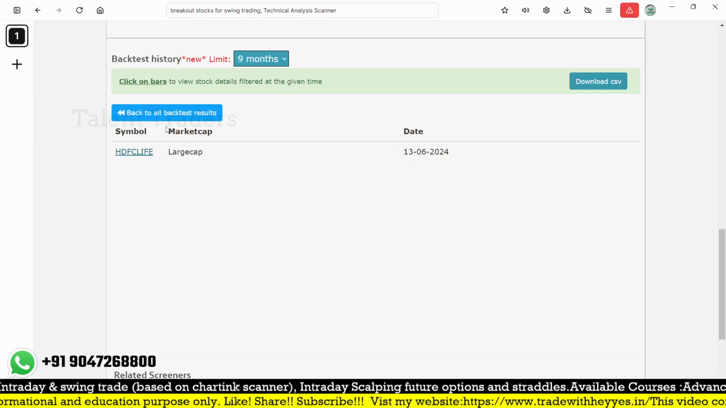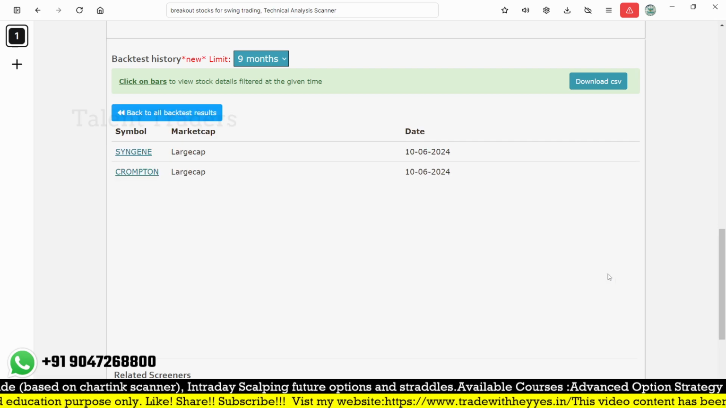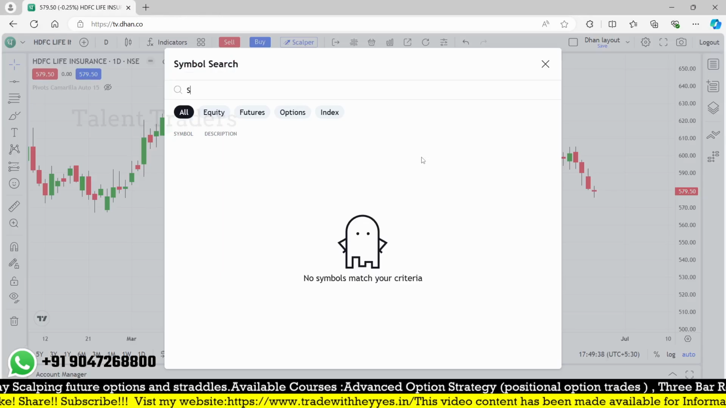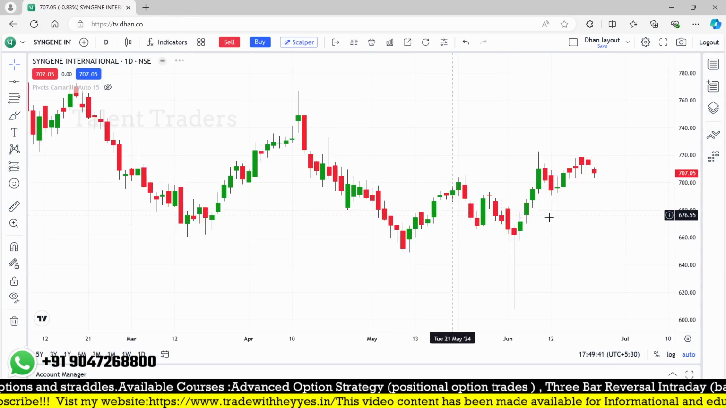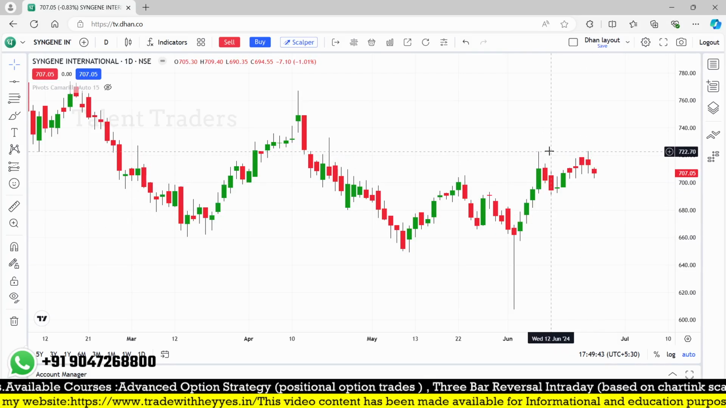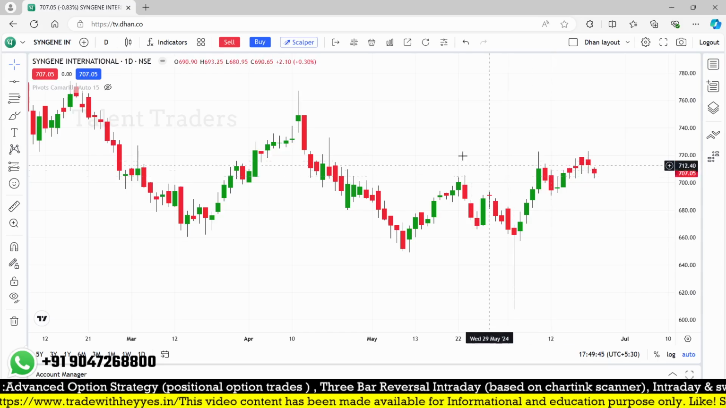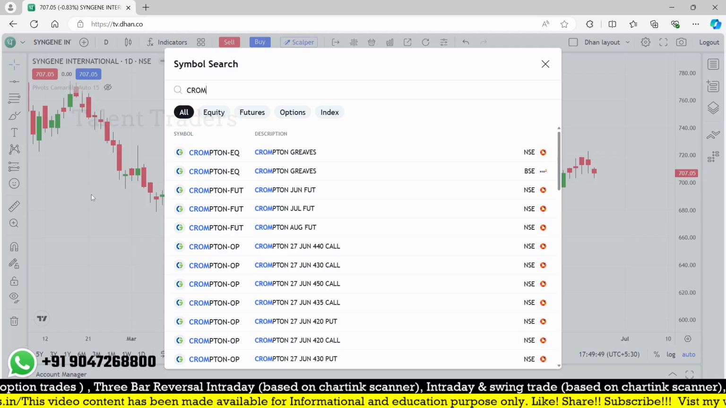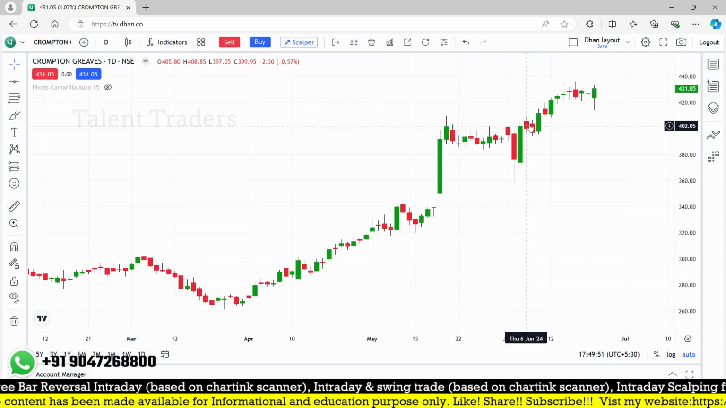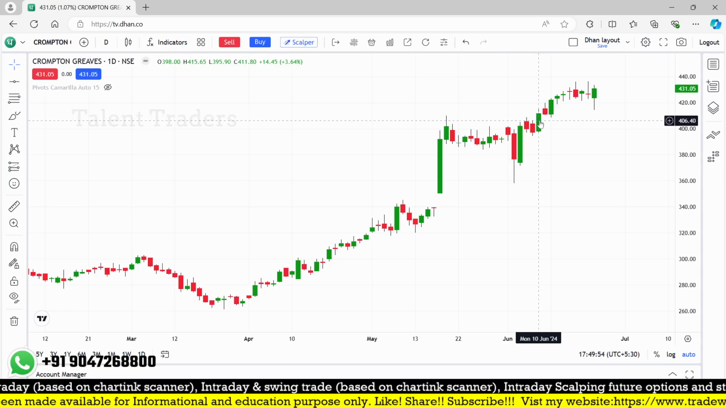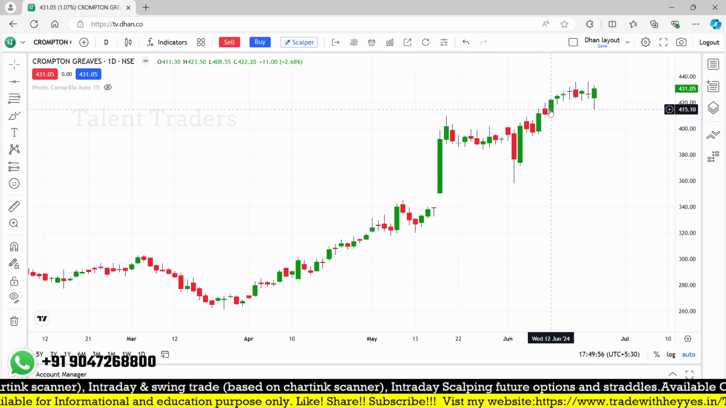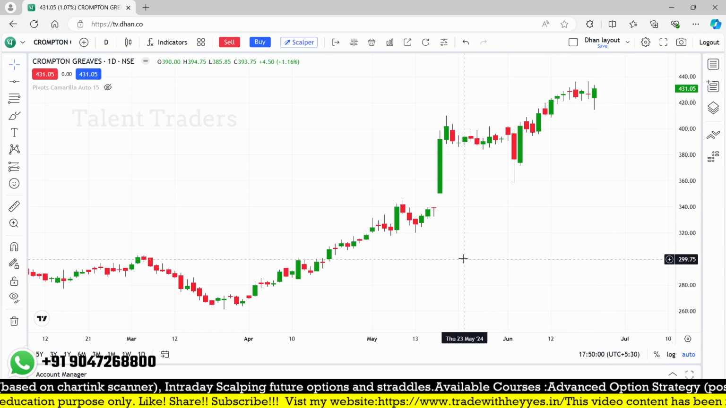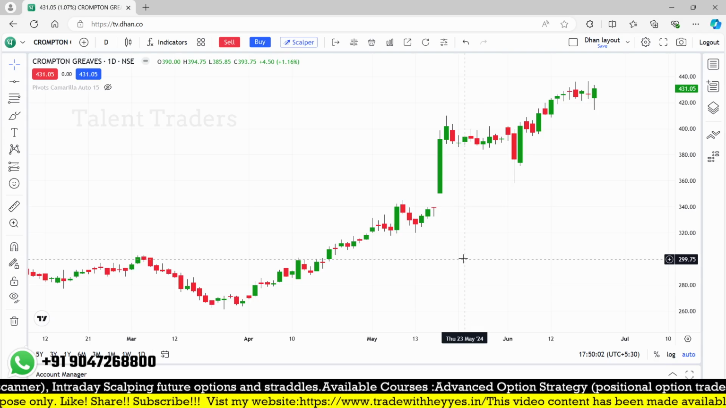And in the previous result we are getting two stocks on 10-6. That is Syngene and Crompton. Let me check Syngene. 10-6, maybe here, and that high is not broken after the next 2 days. So this is an invalidated trade. And Crompton is one more stock we are finding on 10-6. Crompton, here is the particular date, and the next candle broke 415, and now the stock is trading nearby 431, almost 15 points greater than our entry point.